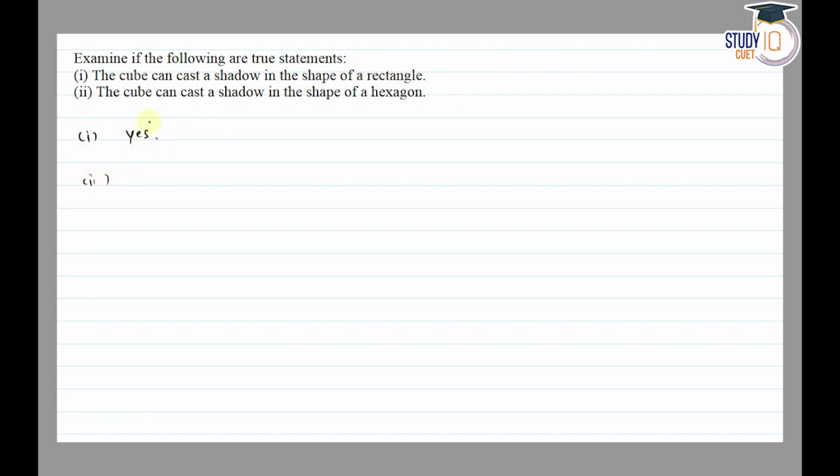And in second, the cube can cast a shadow in shape of hexagon. So हमारे पास क्यूब की शेडो हेक्सागन कभी भी नहीं हो सकती है. So इसका आंसर हो जाएगा नो. अब क्यूब कैन कास्ट अ शेडो इन शेप ऑफ हेक्सागन, इट्स इम्पॉसिबल. सो फर्स्ट का आंसर हो जाएगा यस एंड सेकंड का नो.